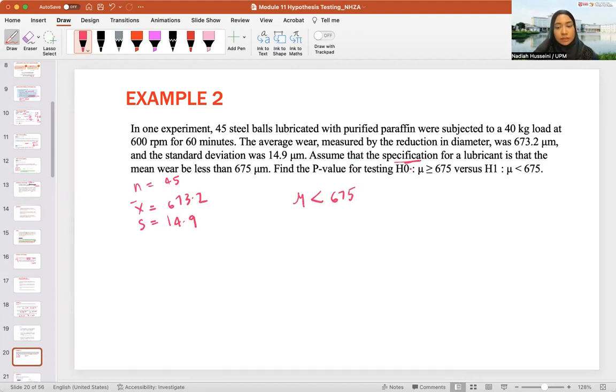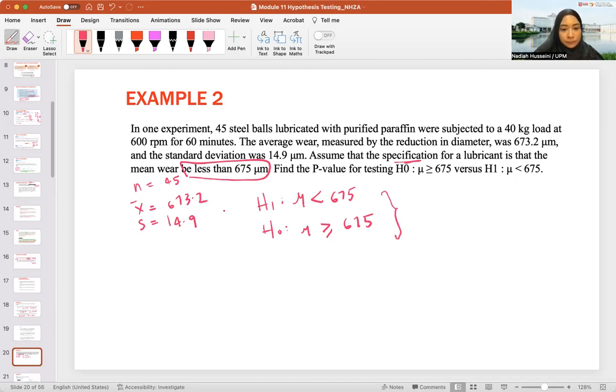Find the p-value for testing H0: mu is greater than or equal to 675, and mu less than 675 is the alternate hypothesis. Again, why is it the alternate hypothesis? Because it does not have the equal sign. This is less, so this becomes your H1. So we have formed our null and alternate.